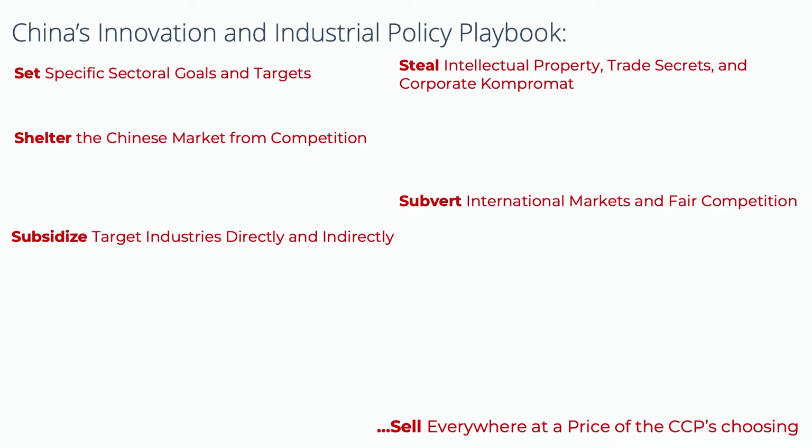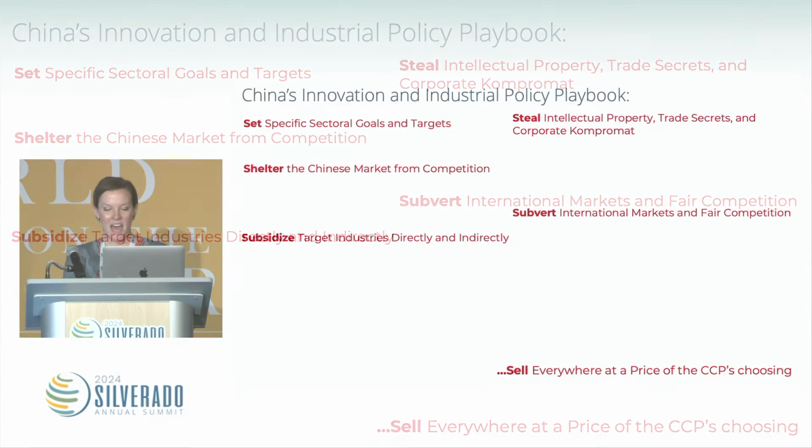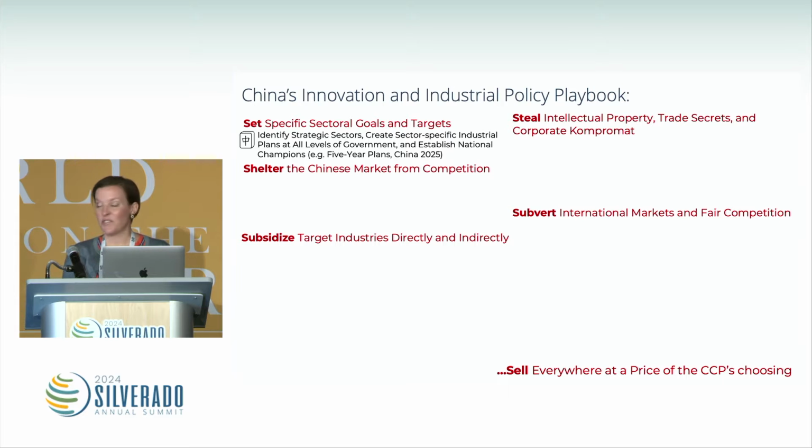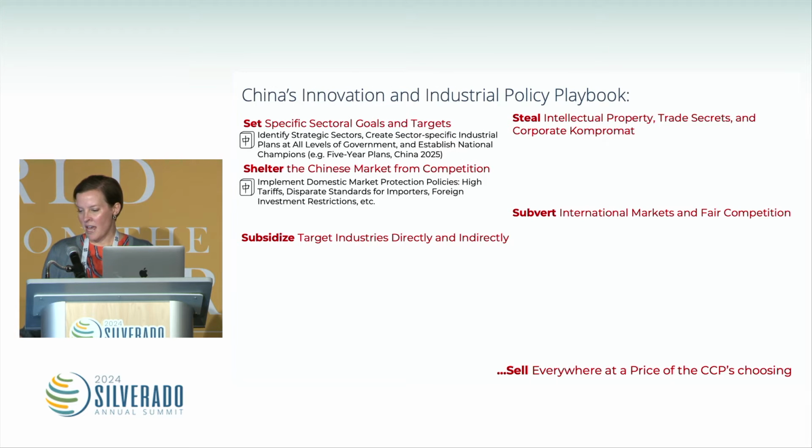Okay, so China's industrial policy playbook. I have a set of 6 S's that kind of encapsulate China's industrial policies. Set, shelter, subsidize, steal, subvert, and sell. So first, set. China sets specific goals and targets for what it determines to be priority sectors. Examples include the plenipotentiary of 5-year plans, State Council's decisions on strategic and emerging industries, as well as Made in China 2025. Next, the CCP shelters its infant industries from markets and from competition.